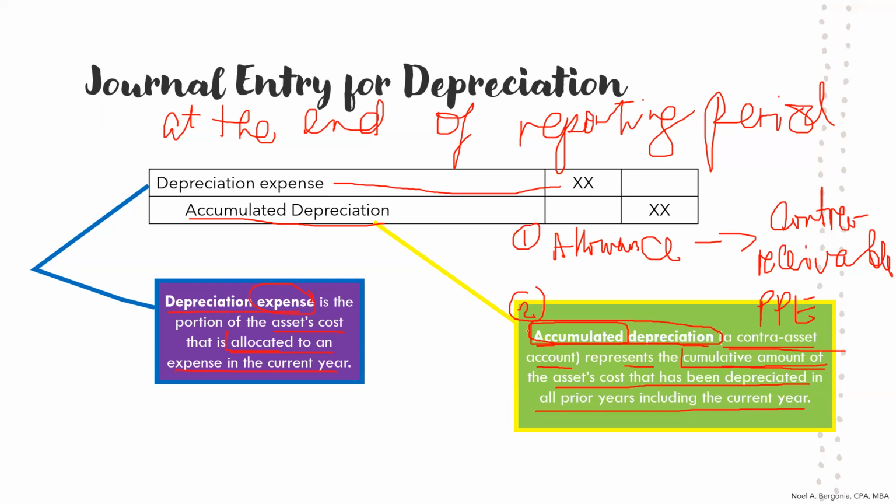Since ito ay contra property, plant, and equipment account, just like allowance, ang normal balance po nito ay credit. Okay? Normal balance nan ay credit. Okay? So I hope that that is clear.